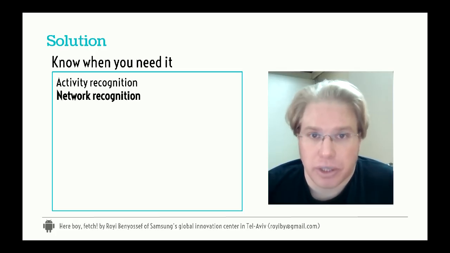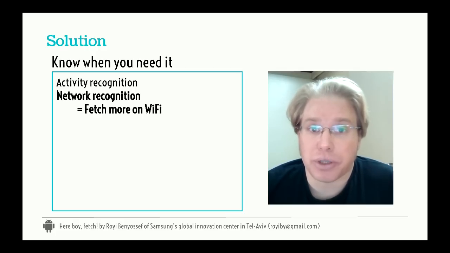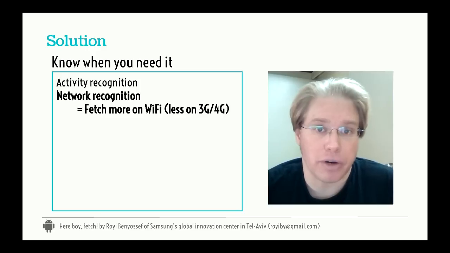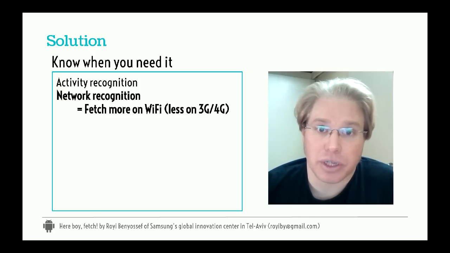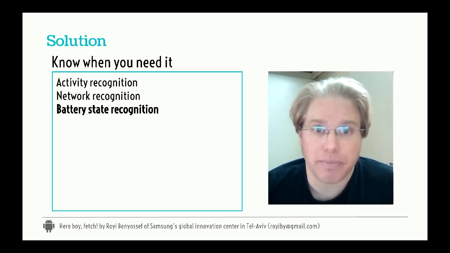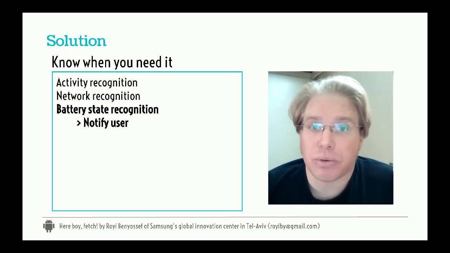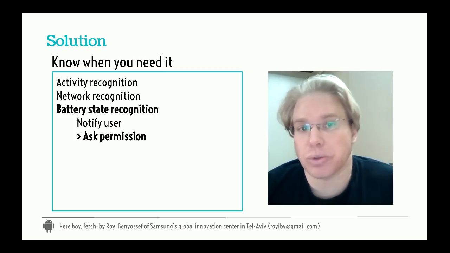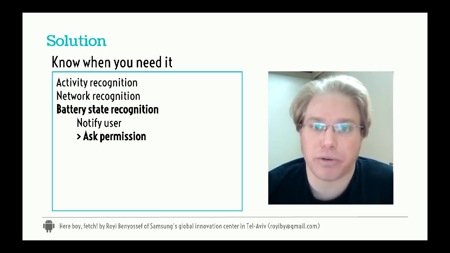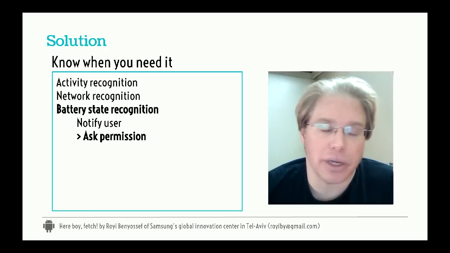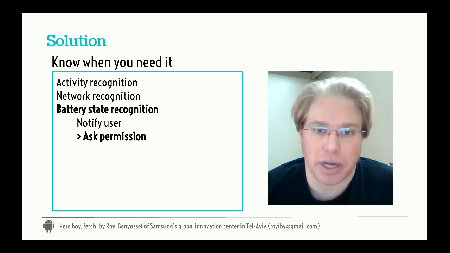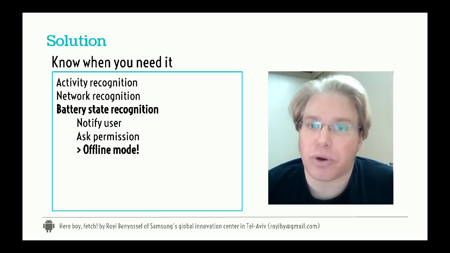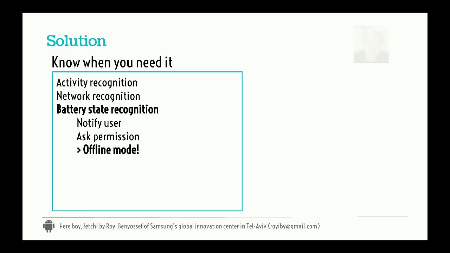Same goes for network type. Wi-Fi is cheaper and usually faster, so fetch more on Wi-Fi and less on cell networks to save your clients money and battery. Last but not least is battery. Notify your user when their battery is getting low. Ask for their permission to reduce freshness for battery's sake. Most users will want that because they'll prefer having a phone than reading your Star Wars fan fiction app. And support offline modes for goodness sake.